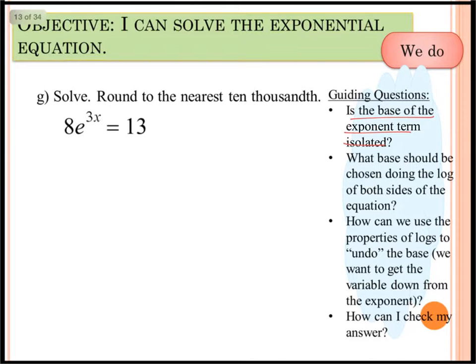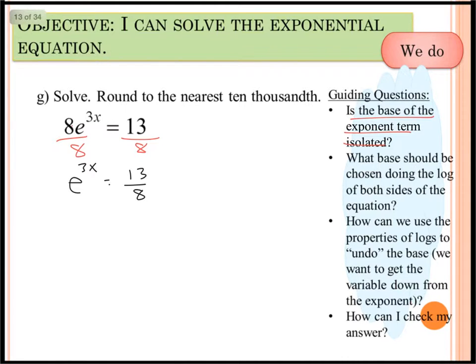And no, it's not isolated because it's being multiplied by 8. So that's the first thing that I want to do, get rid of that multiply by 8. So I want to do the inverse operation, or the opposite operation, which is dividing by 8. So that will give me e to the 3x equals 13/8. And don't fret too much about getting decimals or not getting nice numbers, which we're going to get here sometimes because of that base e.